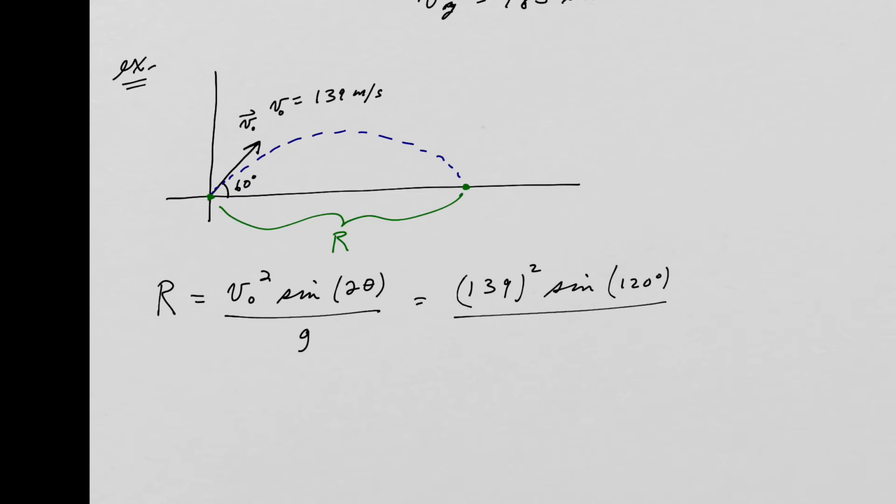want our g to be in SI units, so make sure you use the correct value. This would be 9.8 in this case. And if you work that out, make sure your calculator is in degrees, right? When you plug that in for sine, you're going to get 1,707.4 meters. So that would be the range.